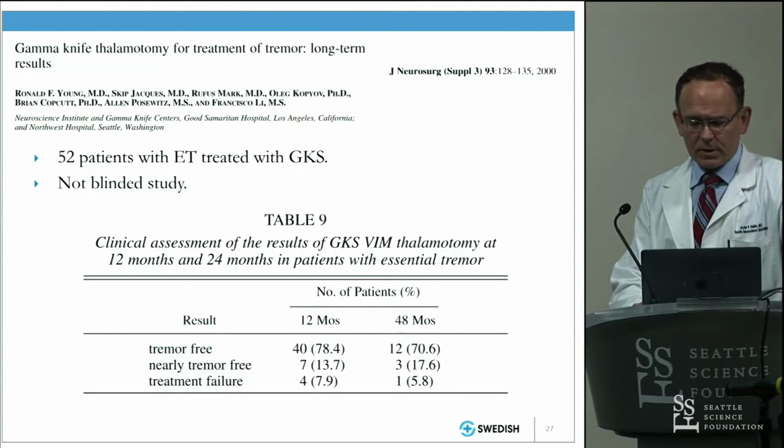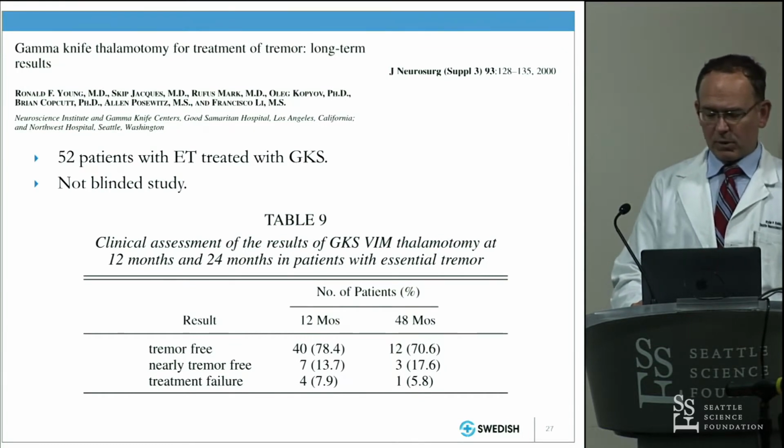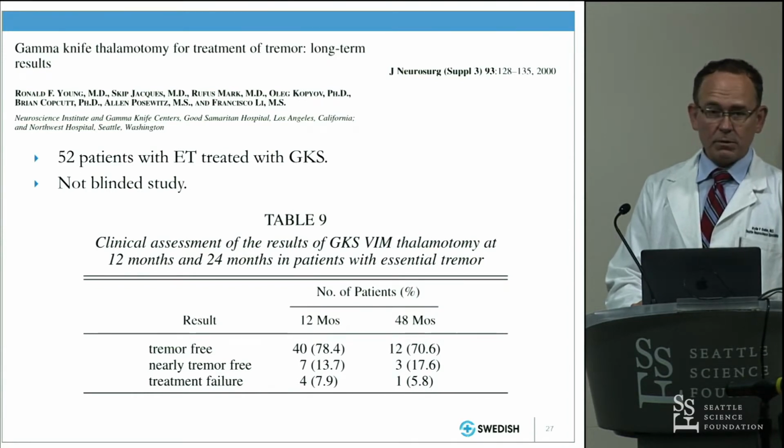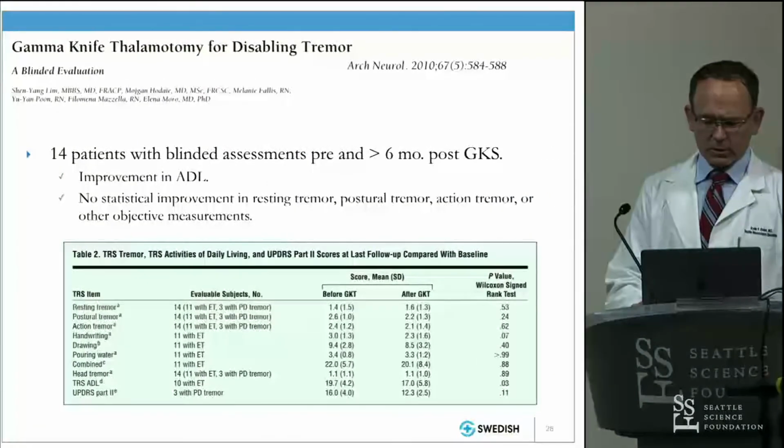In terms of efficacy, there's a number of studies done, both the Pittsburgh group and the group here with Ron Young before he left are the two groups that are published most often. Basically, this table 9 here is from Ron Young's paper showing that there was a 78% tremor-free rating at 12 months and 70% tremor-free at 48 months. That's really better than most of the other literature for anything else. This was in 52 patients back in 2000, but it was not a blinded study, and there was no sham group. So I would say that the literature is a little bit more up in the air.